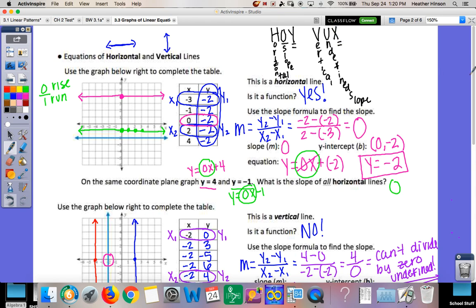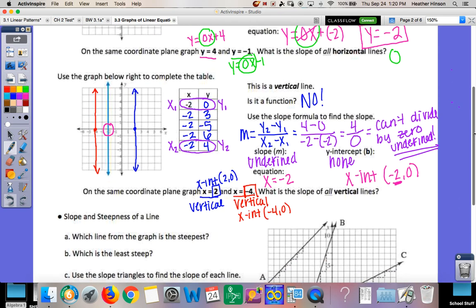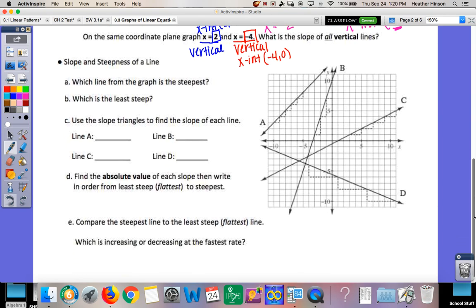Third lunch, grab and go, blue group, head to the cafeteria. Third lunch, grab and go.